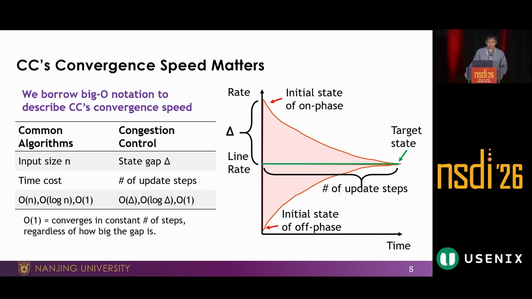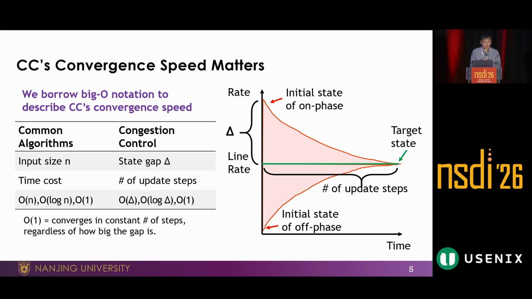This is our first contribution. We actually defined a notation, a big O notation. We borrowed big O notation to give a formal description of the convergence speed. I think it's natural to all us computer science people. In common algorithms, we input size n, and then we have some time cost to run the algorithm. Then we can describe the algorithm as O(1), O(log n), O(n). So we borrow the same idea. Here, the input size we mimic with the state gap. The gap means the difference between the current rate and the target rate. That's delta.